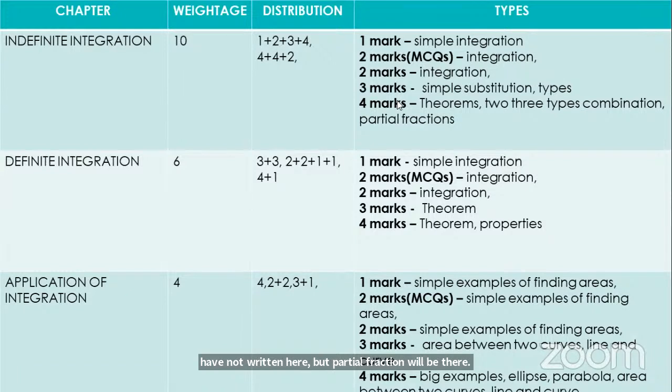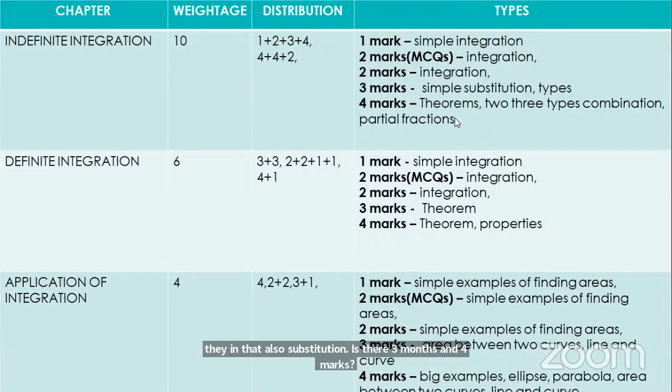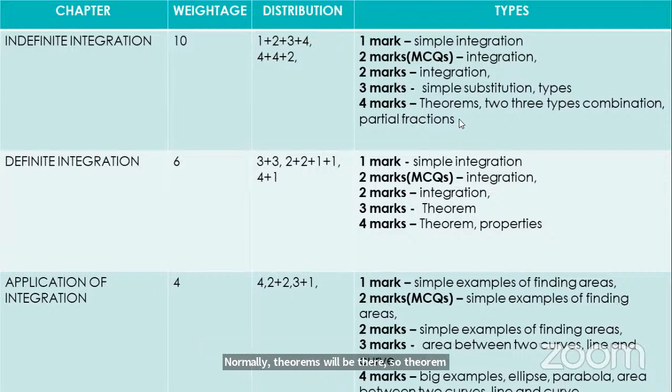Sometimes they will ask that also. Partial fraction means 1 upon x square plus 2x plus 3, or something like x plus 2 into x plus 5. In that also substitution is there. 3 marks. And for 4 marks normally theorems will be there. So among the theorems, integration by parts theorem is important. Now I am telling you the next theorem, note it down. Integration by parts theorem is important.